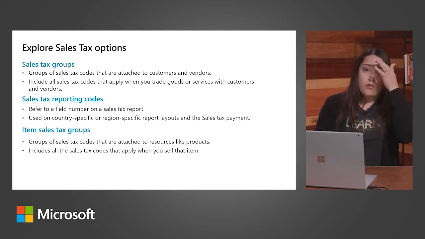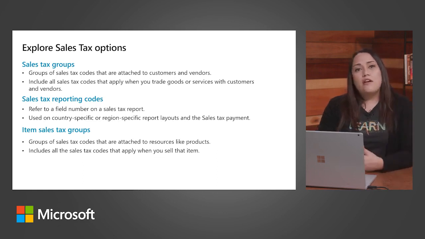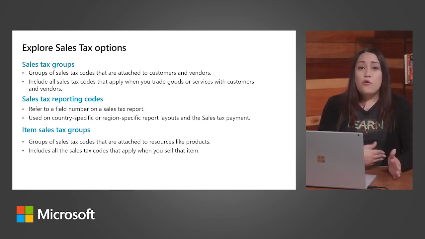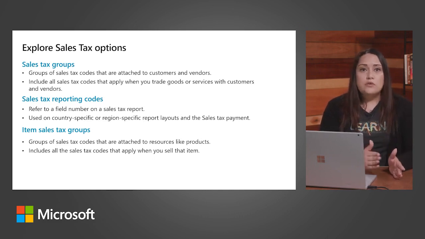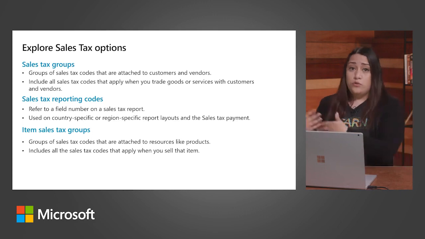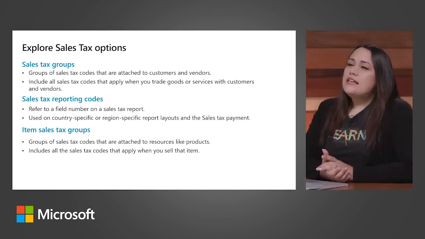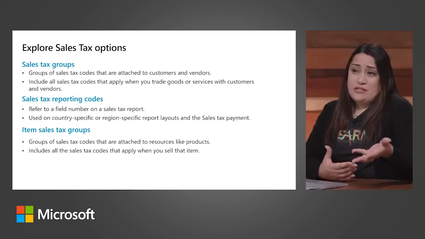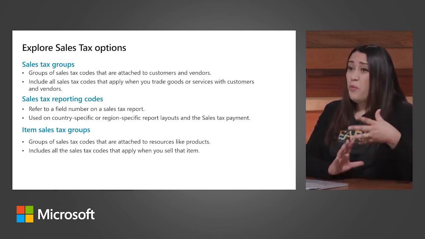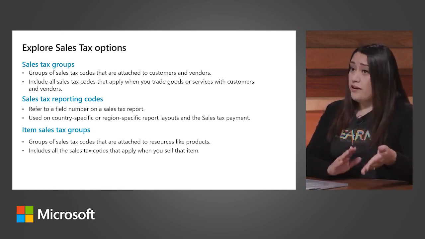Sales tax groups are groups of sales tax codes that are attached to either your customers or your vendors. And this is going to include all sales tax codes that apply when you trade goods or services with your customers or vendors. Since the type of item that you are selling usually determines the type of taxes, you're going to need a way to calculate them for each item.